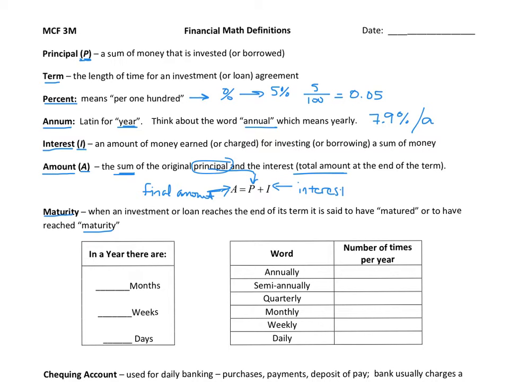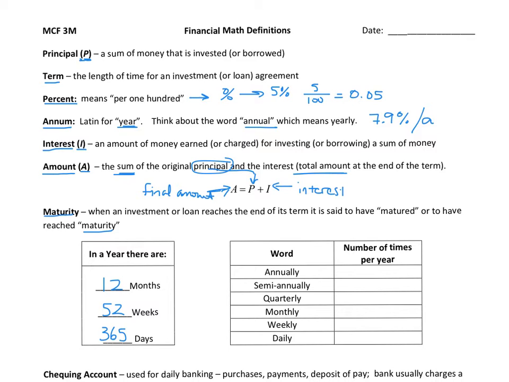In a year, we need to know particular things. So hopefully you know there are 12 months in a year. There are 52 weeks in a year, and most years there are 365 days. And they will adjust for a leap year, but 365 is your standard year.